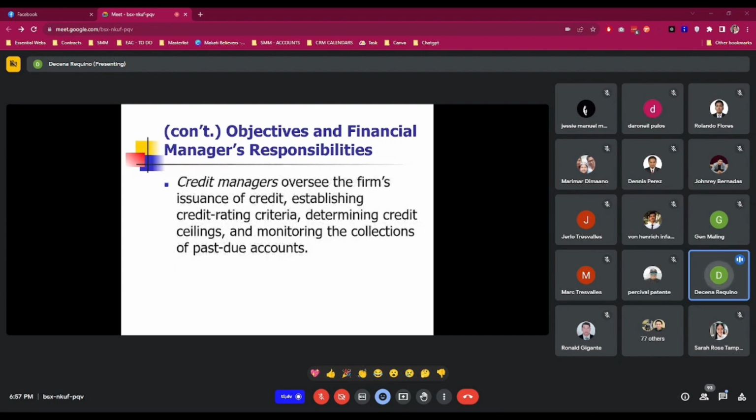Yung mga credit managers naman oversee the firm's issuance of credit, establishing credit rating criteria, determining credit ceilings, and monitoring the collection of past due accounts. So, halimbawa sa school, ang credit managers, sila yung nasa credit and collection department.